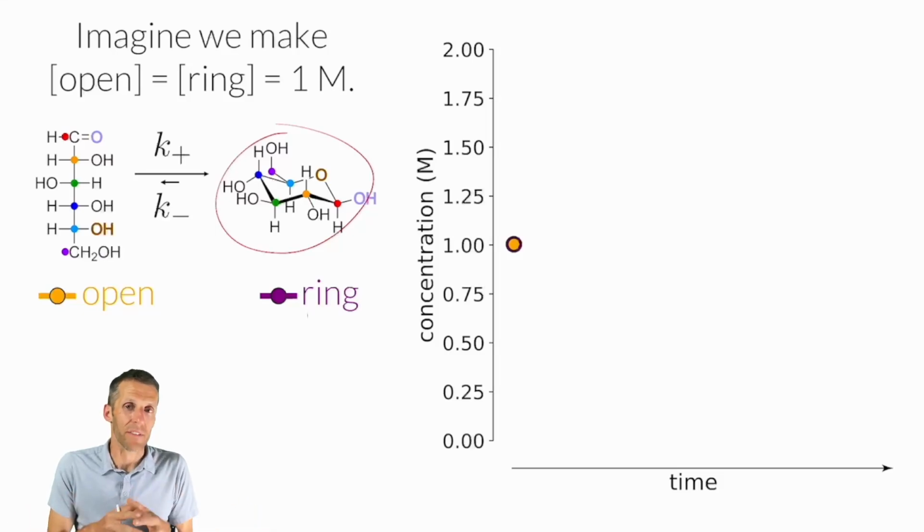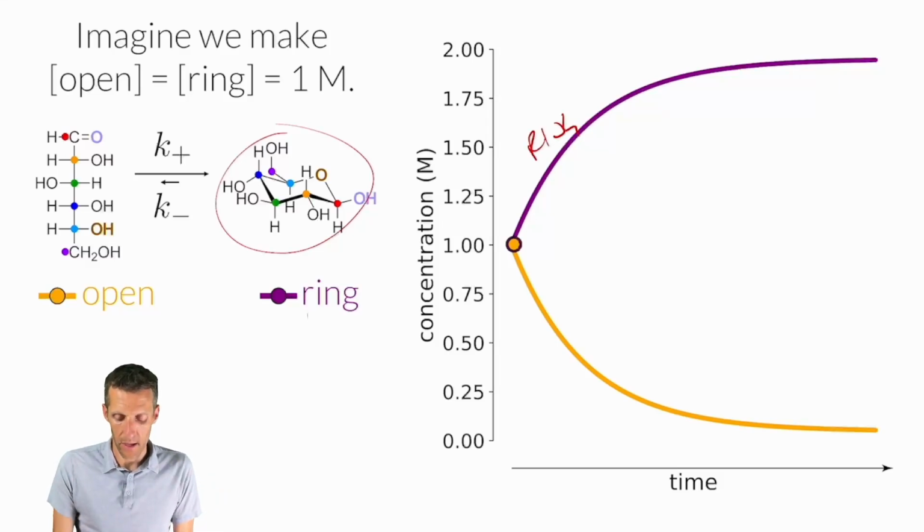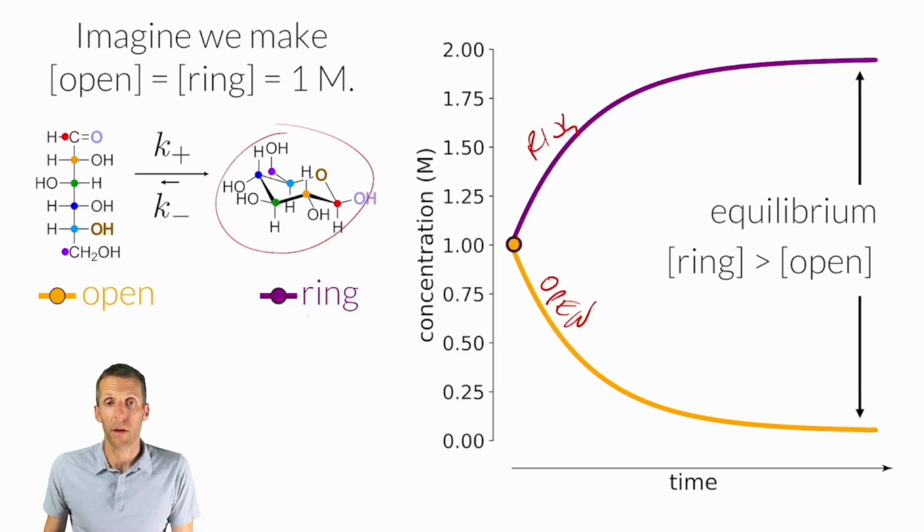Maybe if you want, you can pause and think about that for a second. So I'm giving you a chance to find it in your device, you paused it. We're unpausing it. This is what's going to happen. The system is going to equilibrate. We're going to get more ring and less open, and eventually we're going to reach the equilibrium concentration where there's more ring than open.